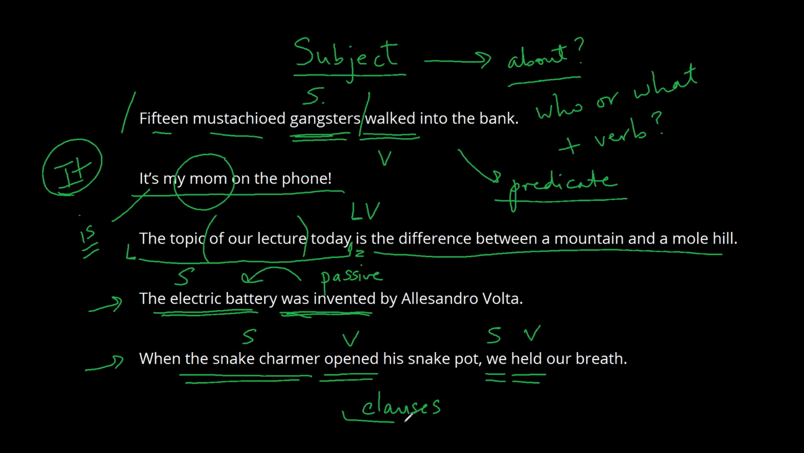And then we have to figure out, well, what kind of clauses are these? So just to quickly summarize here, not to spend too much time on this, we can say, well, we held our breath. That can be a sentence by itself. So that's an independent clause. And then when the snake charmer opened his snake pot, that cannot be a sentence by itself. So that one is dependent. And it's dependent because of this conjunction when, which ties all of this first part to the last clause.